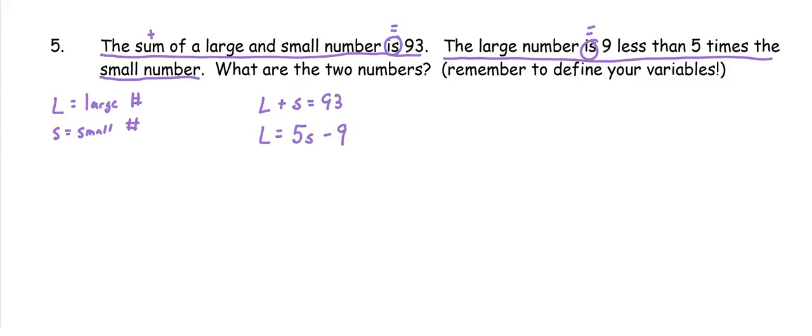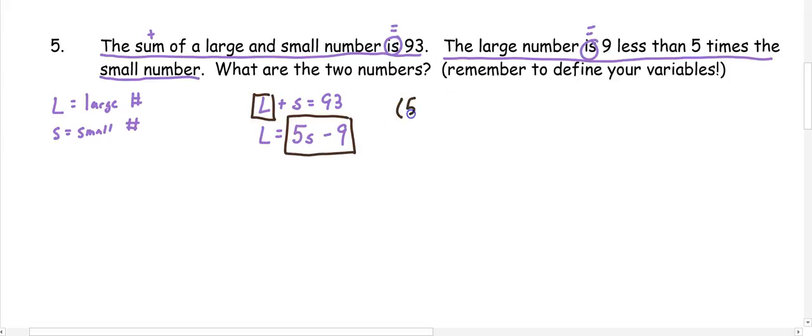So we already have one of the variables by itself. We have L equals. So we're going to box what L is equal to and box L in our other equation and substitute. So we get (5s minus 9) plus s equals 93. So in front of the first parenthesis is just a 1. So when we distribute, we get 5s minus 9 plus s equals 93.